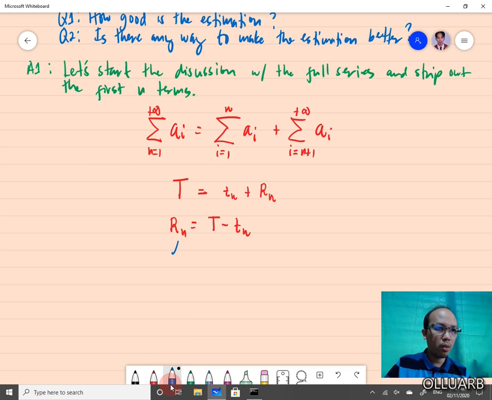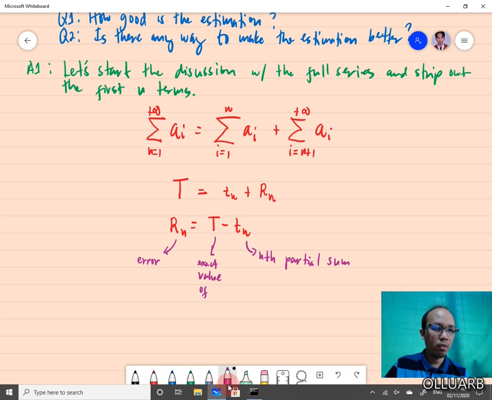this is what we call the error. Okay, error. This one is what we call the nth partial sum, and this one here is what we call the exact value or the actual value, exact value of the series.